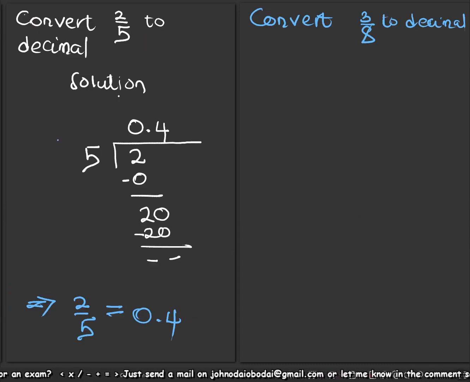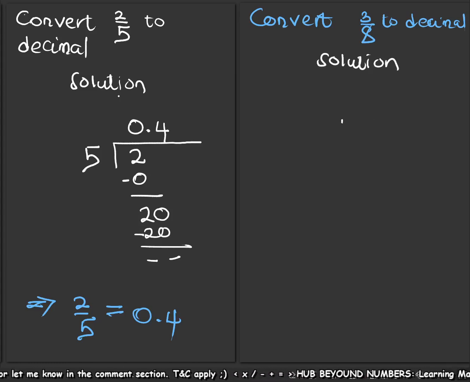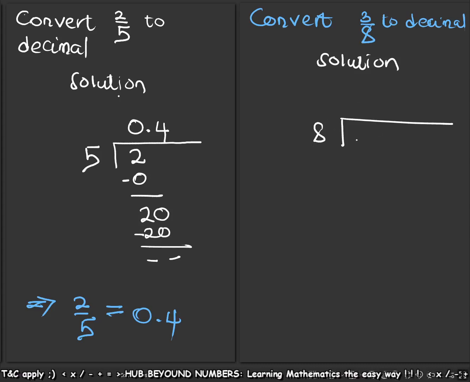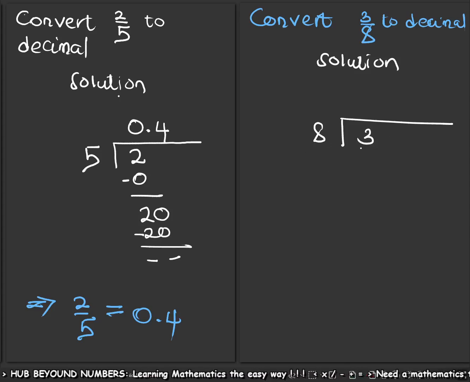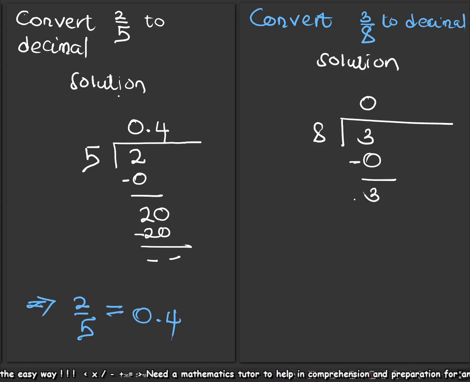Let's try some few more examples to enhance our understanding. As you can see, we have 3/8 and we want to convert it also into decimal. So we have our division bracket and our 8 stays outside. The denominator is always outside and we have the numerator inside. 8 divides 3 how many times? That is 0. So 8 times 0 gives us 0. If we subtract, we have a 3.